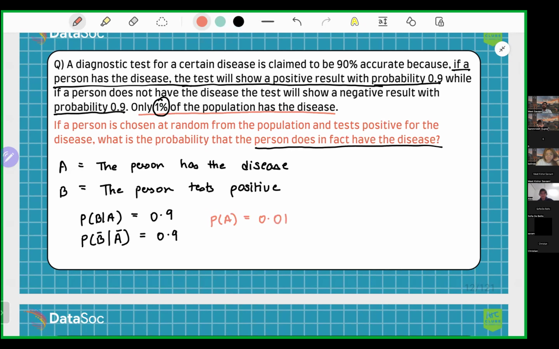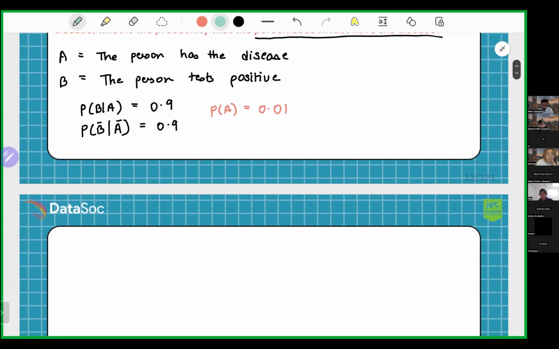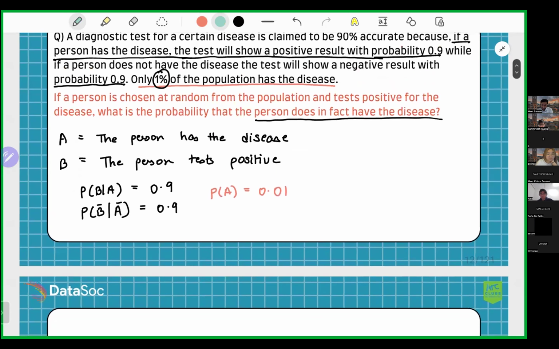Be careful about this 1% because I've made mistakes in the past. I don't want anyone else to make the same mistake. So, what probability do we need to figure out? We need to figure out the probability that the person does in fact have the disease. If a person is chosen at random from the population and tests positive for the disease, what is the probability that the person does in fact have the disease?